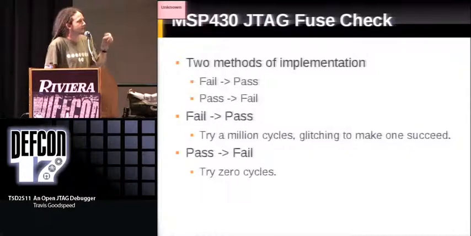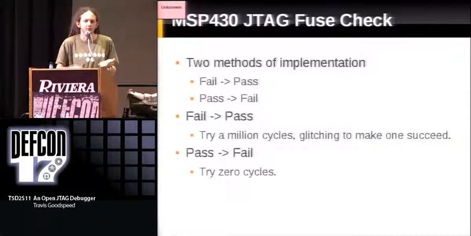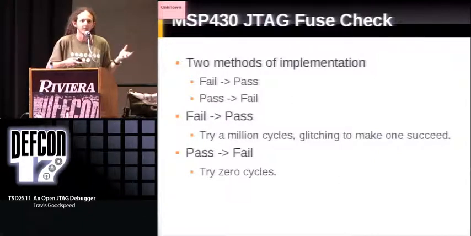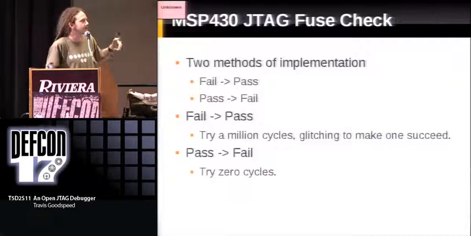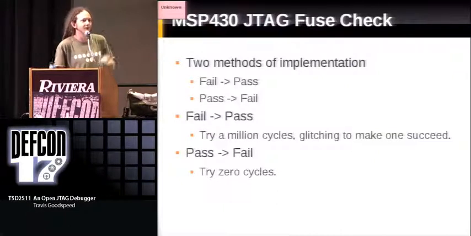So in the first case, you can just try 1,000,000 times, and you keep on glitching them, and if you ever succeed, then in the end you've broken your way into the chip. In the second case, you can just not try anything.